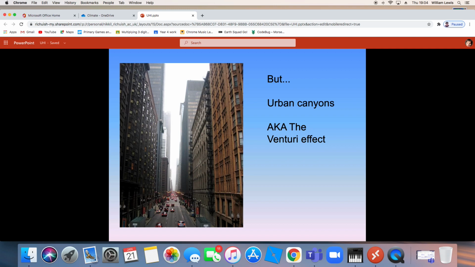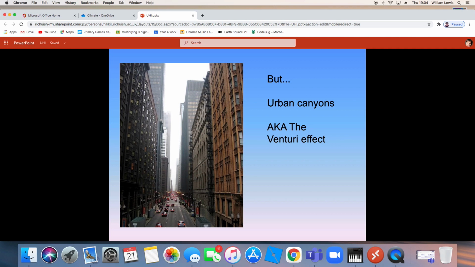And again, a little synoptic link. Remember, the reason that buildings are tall in the CBD is because that's where land is the most expensive. So what you do to maximise your return is you build up rather than outwards, because that means for the same footprint of building, you can get more back. So you build tall buildings and that creates what we call urban canyons, like their natural counterparts except man-made. And you can also call this the Venturi effect, and it's really straightforward, folks.